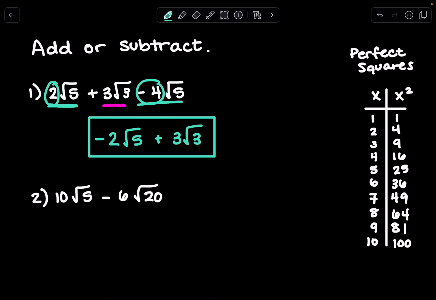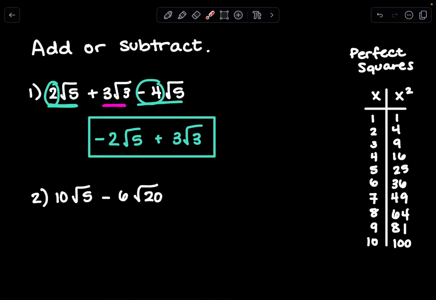Now, something you will typically be asked to do is, if I take a look at example number 2, the first thing I notice is that the square root of 5 and the square root of 20 do not match. So I might be thinking right away, hey, I can't add or subtract these things. However, the square root of 20 is not written in its simplest form. So what I'm going to need to do is, just like when we simplified radicals before, use these perfect squares in order to write him in his simplest form.